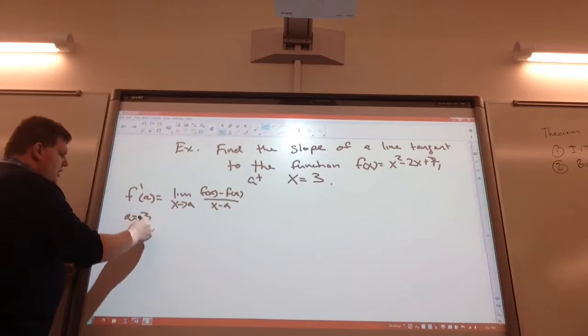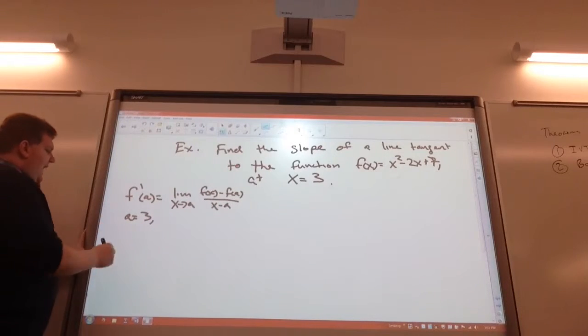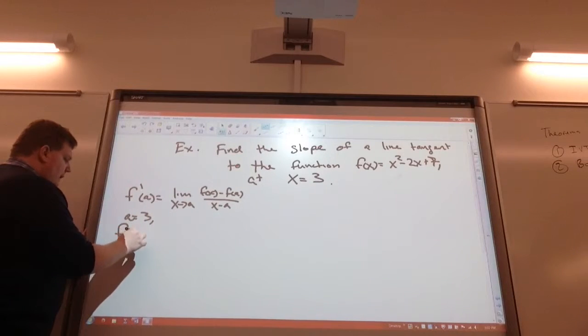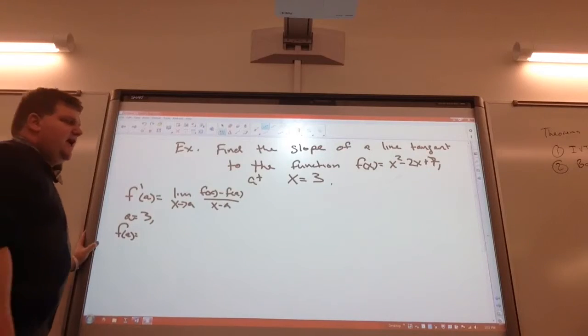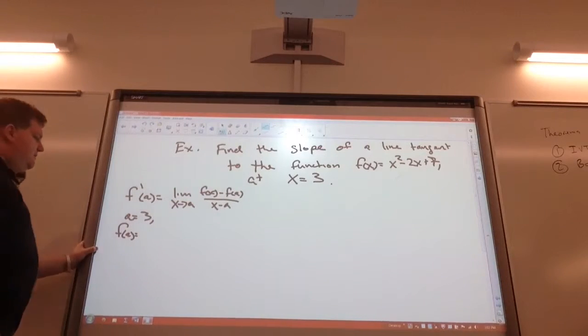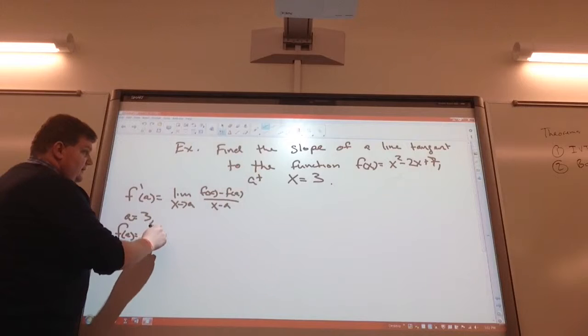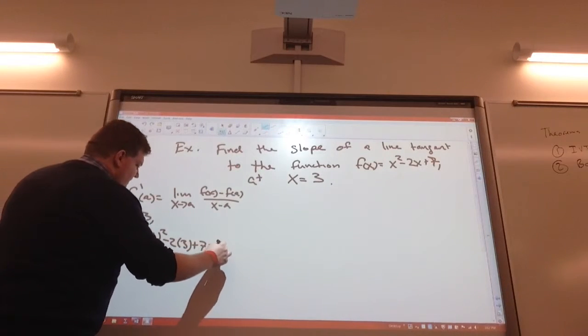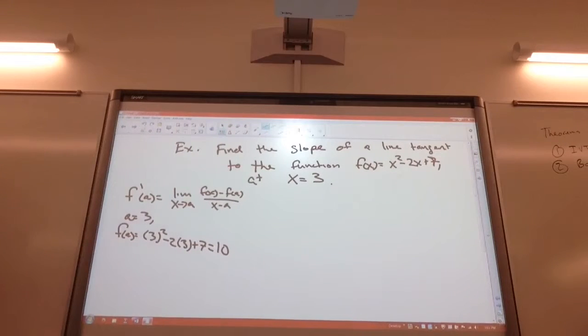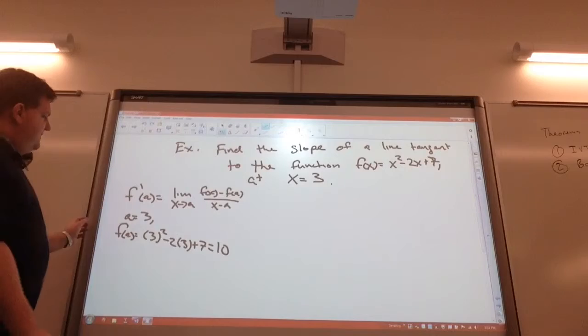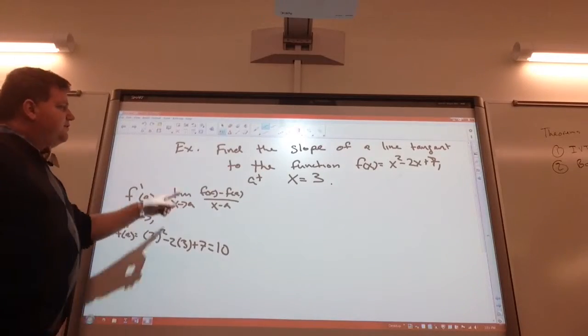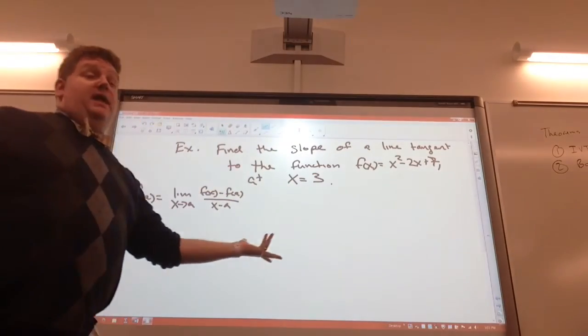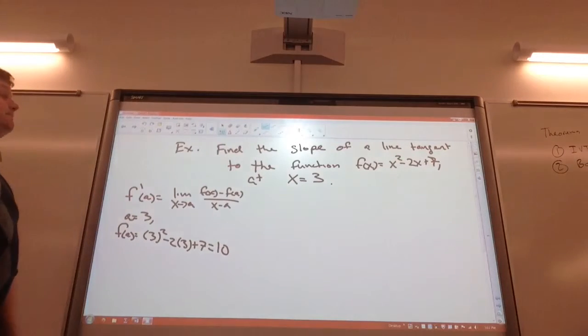3. We've got f of x. What's f of a going to be? All f of a is going to be is f of x evaluated at 3. So that's going to be 3 squared minus 2 times 3 plus 7, which indeed comes out to be 10. Because it's 9 minus 6 plus 7. Okay, so 16 minus 6. How do you know a is 3? It's the point we're given. That's the only thing a could be.